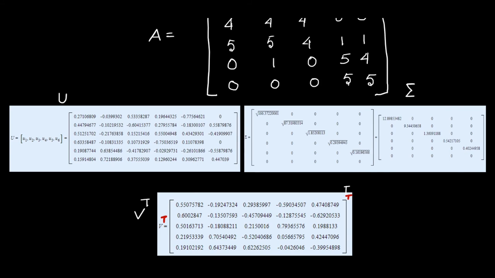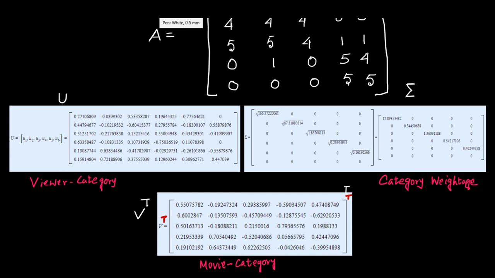Now suppose we are calling this matrix U as the viewer to category, movie category matrix. This matrix sigma I am calling as the category weightage matrix, category weightage or impact matrix. And this matrix V I am calling as the movie to category matrix. Movie to category matrix.